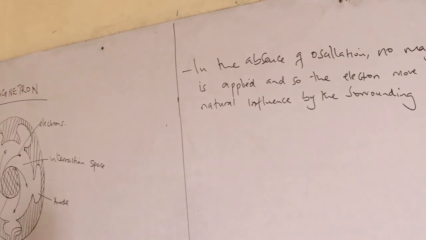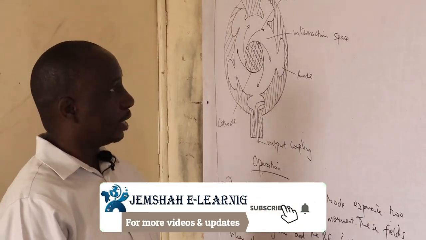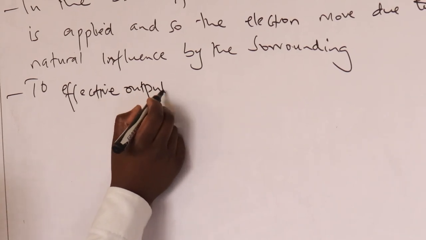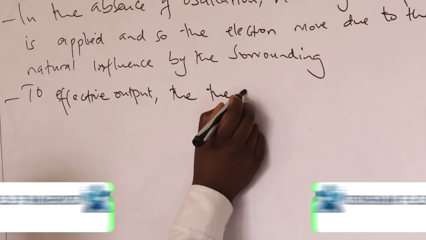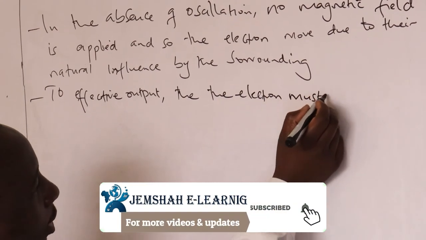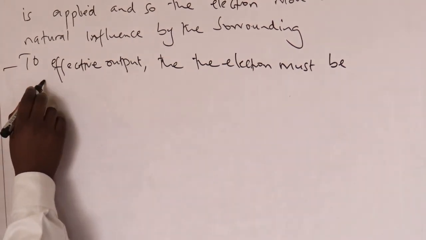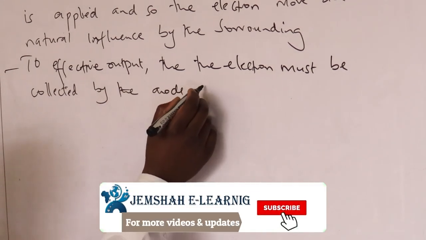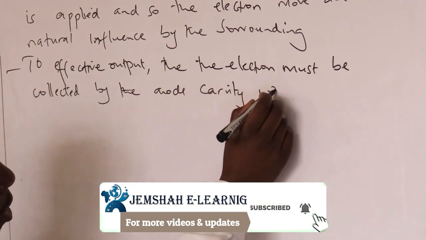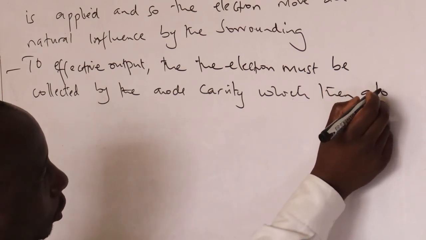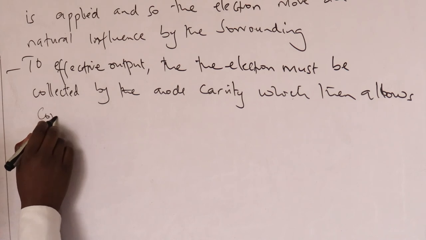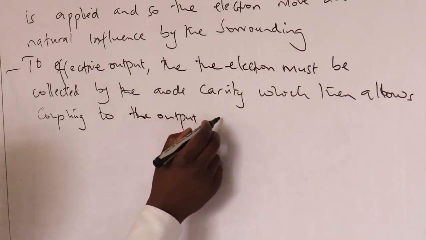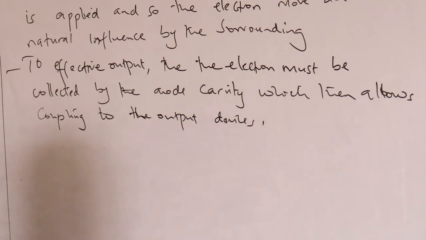One of the things is that for us to couple the output, the electrons must land at the anode. For effective output, the electrons must be collected by the anode cavity, which then allows coupling to the output device.